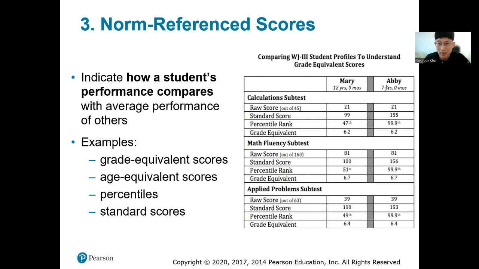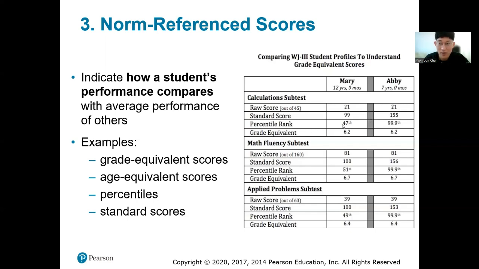So Mary and Abby take the same mathematics test, and they got the same raw scores, which is 21 out of 45. However, their norm reference scores are quite different. If you look at the standard score, Abby's score is much higher than Mary's. Can you guess why it is? Because if Abby, who is 5 years younger than Mary, can get the same raw score as Mary, it means that Abby's norm reference score is much higher than Mary's.